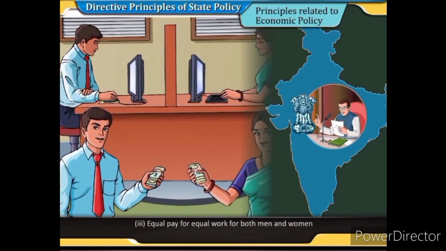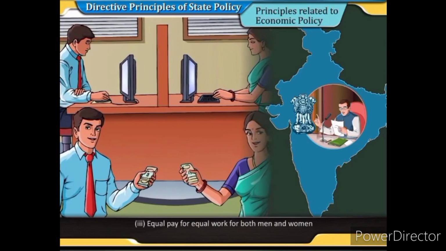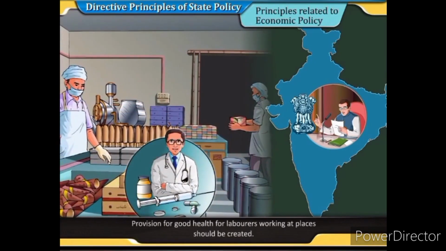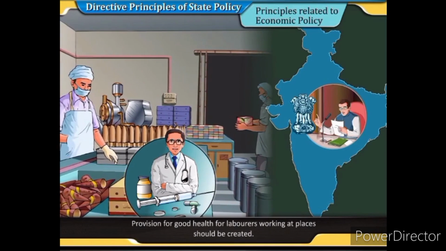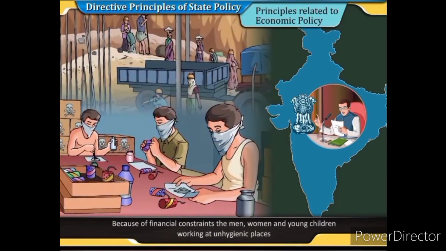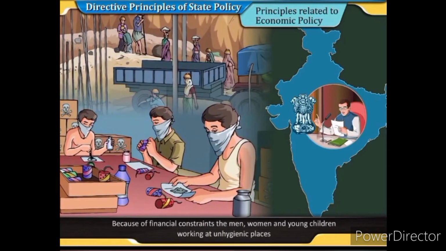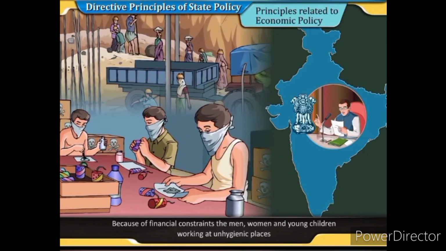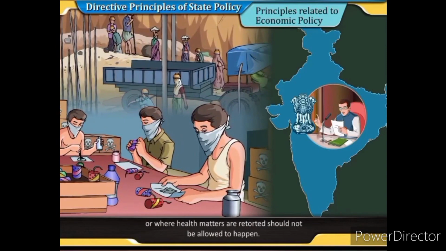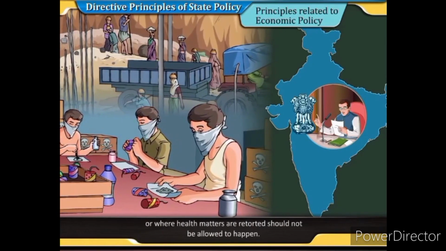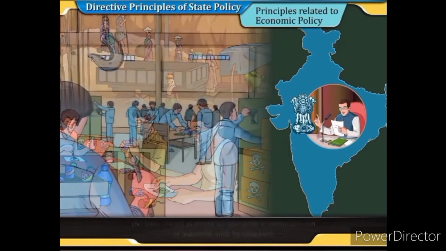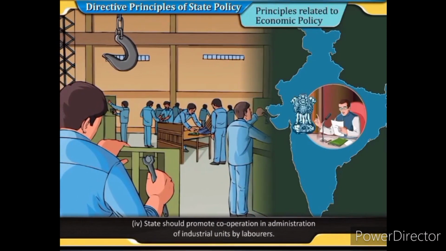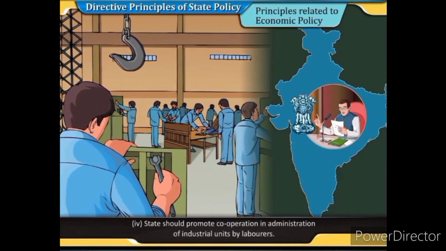Equal pay for equal work for both men and women. Provision for good health for laborers at their workplaces should be created. Because of financial constraints, men, women and young children should not be allowed to work at unhygienic places or where their health is at risk. The state should promote cooperation by laborers in the administration of industrial units.